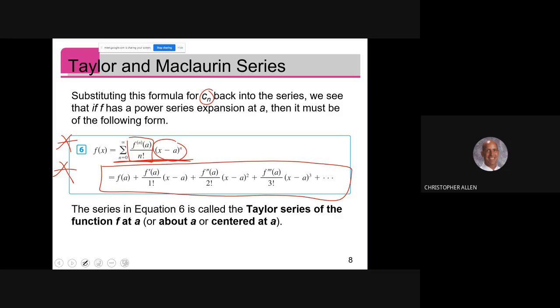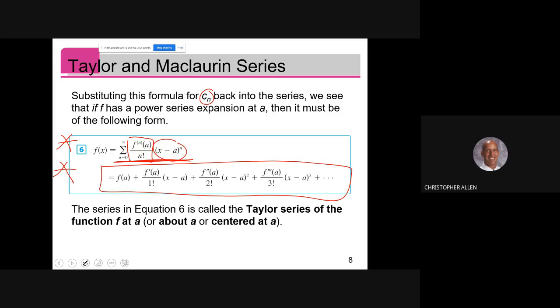In general, for a function f of x, the first term is just going to be f of a, plus, then you're going to have the first derivative at a divided by 1 factorial times the quantity x minus a, plus the second derivative at a divided by 2 factorial times the quantity x minus a squared.